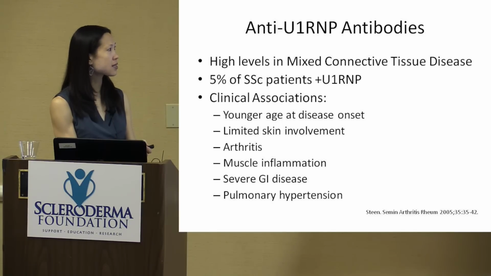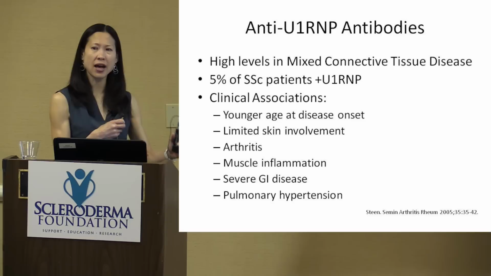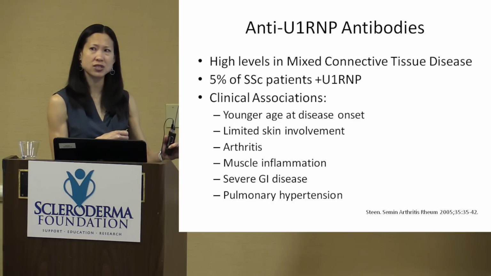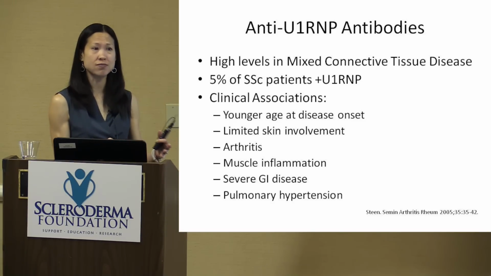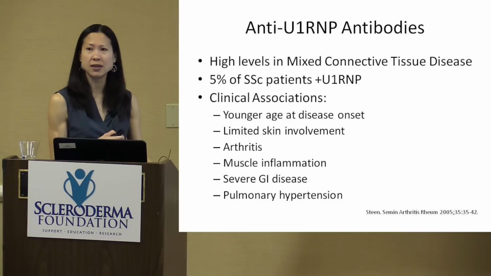And again, this group of patients has more limited skin involvement, despite the fact that they have muscle inflammation. Arthritis is an associated factor. And in these patients, unlike the PMSCL patients, they have severe GI disease, and they have pulmonary hypertension. So it seems that in mixed connective tissue disease, the high U1RNP antibody patients, there's a lot of inflammation, just like the PMSCL patients, but there's also a lot of vascular damage. So this antibody also increases your risk for PAH.